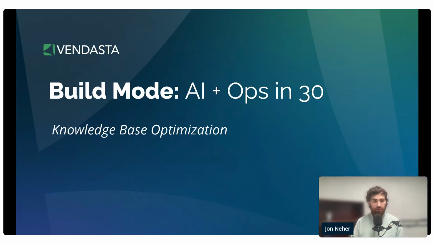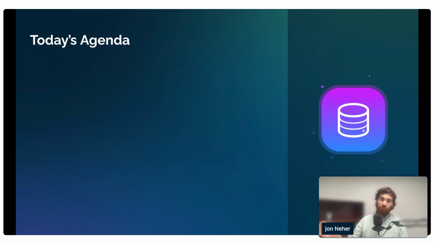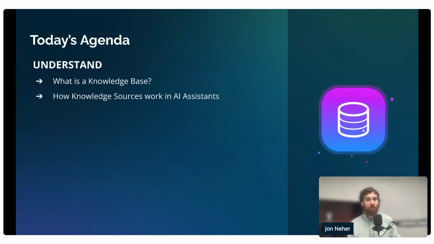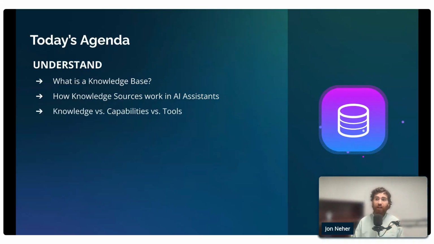So on today's agenda, we're dividing today's session into two parts. First, we're going to take some time to understand exactly what a knowledge base is when we're talking about knowledge bases in AI. And we're going to talk about how they work with AI employees in Vendasta. We're also going to talk about the differences between knowledge, capabilities, and tools in the AI employee ecosystem. And that's going to give us the technical foundation to understand how to optimize and understand how the AI is working with a knowledge base.